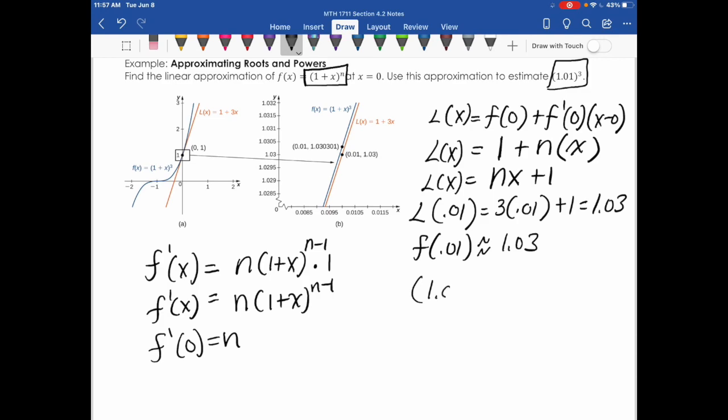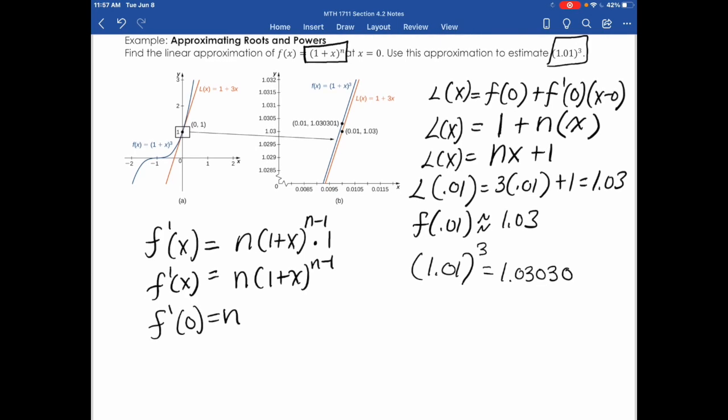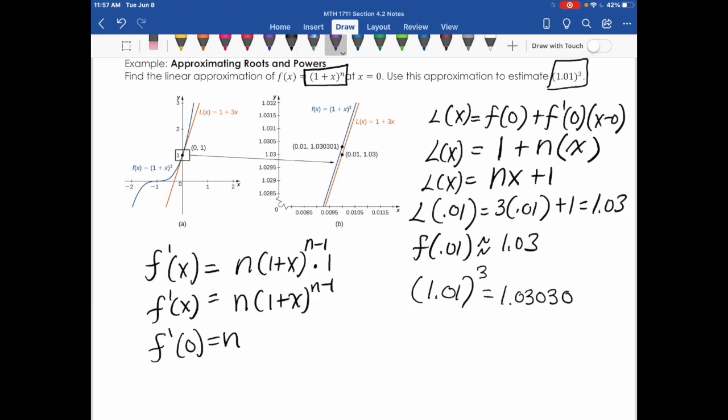If I wanted to find the actual value, I could take 1.01 to the third on my calculator and get that value, which is 1.03031. So here is our actual value, where the 1.03 is an approximation based on our linear approximation. So you can see how close these values are. So this is the actual and this is the approximation.